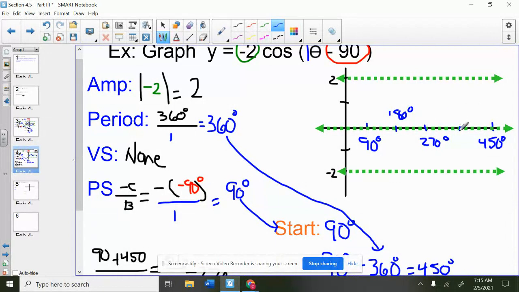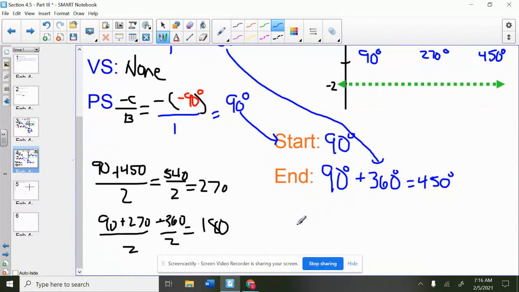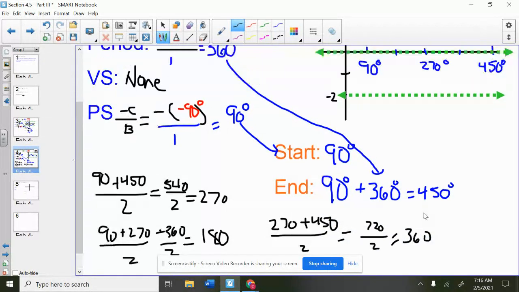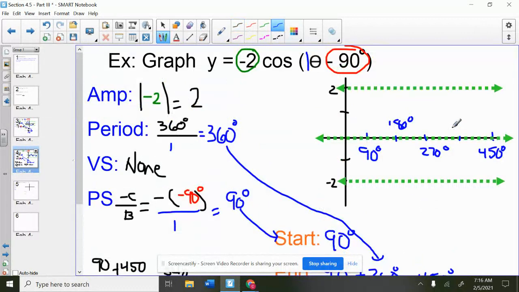And then this one, the same kind of thing, is going to be 360. So if you're not sure about that, again, you can certainly take, okay, what's halfway between it, and do 270 plus 450. Divide that by 2. That gives you 720. Divide that by 2, and that gives you that 360. So I'm just averaging to find out what these values are. All along we've been averaging.